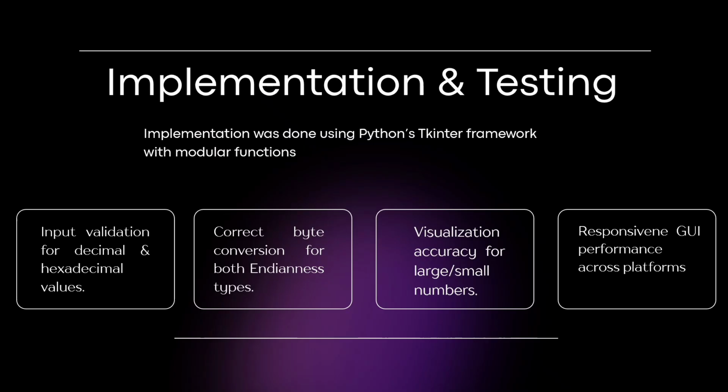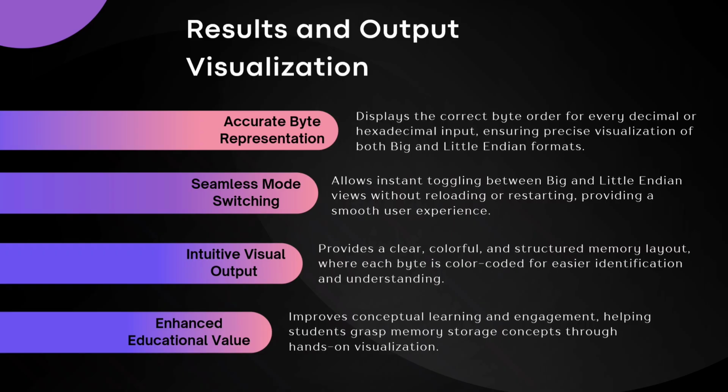Implementation and testing. We built the project using Python's Tkinter framework, following a modular object-oriented approach. Each component was tested for correct input validation, accurate byte conversion, proper visualization, and smooth GUI performance. With continuous refinement, we achieved a stable and reliable output across different platforms. Results and output visualization. Our results met all expectations. Accurate byte representation, instant endianness toggling, and color coded memory blocks that simplify understanding. The interface is smooth and responsive, turning a challenging theory into a hands-on visual experience.